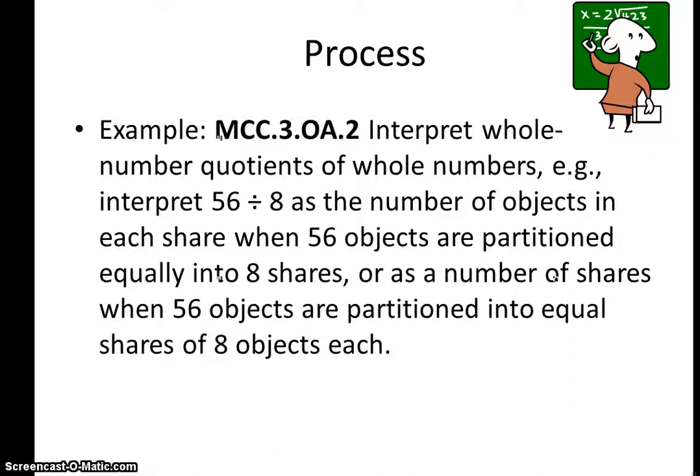The process, we're going to look at a math standard. Interpret whole number quotients of whole numbers. Interpret 56 divided by 8 as the number of objects in each share when 56 objects are partitioned equally into 8 shares, or as a number of shares when 56 objects are partitioned into equal shares of 8 objects each. So how does this look?